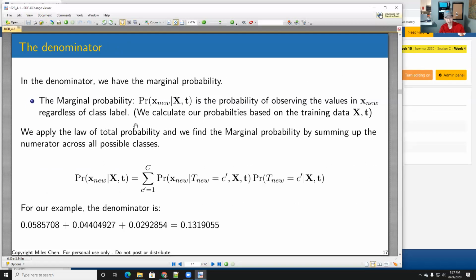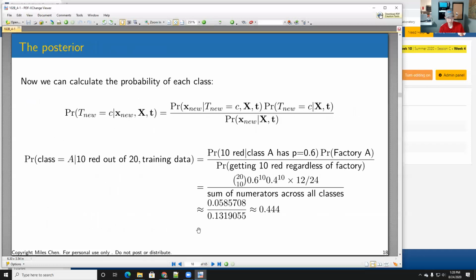So using the law of total probability, we're just going to look at the numerator value across all the possible classes, because the pouch has to come from one of those factories, factory A, B, or C, okay? And so if we add up the numerators across all 3 possible classes, this adds up to around 13%, 0.1319, okay? And so that's going to be our denominator, right? And what this will do is, by taking each of these and dividing by the denominator, it's basically going to scale up our values, right?